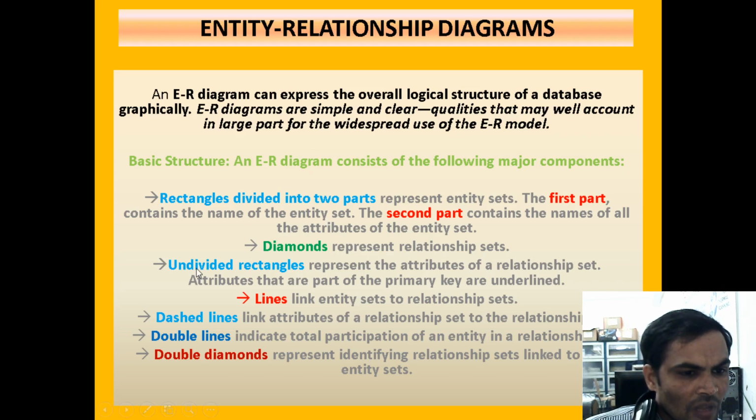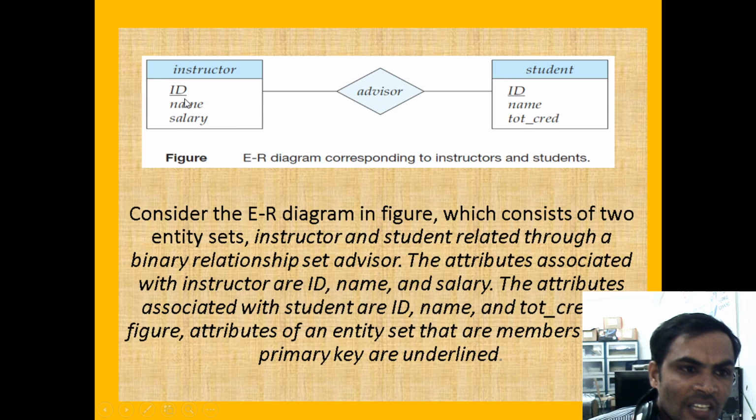Now, an undivided line, an underline, represents the attribute that is part of the primary key. Here the ID is underlined, so we should consider it a primary key. Instructor ID, student ID.